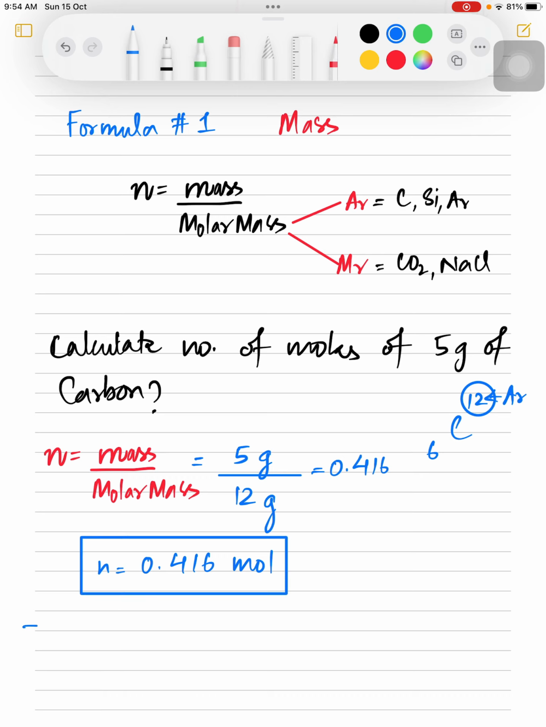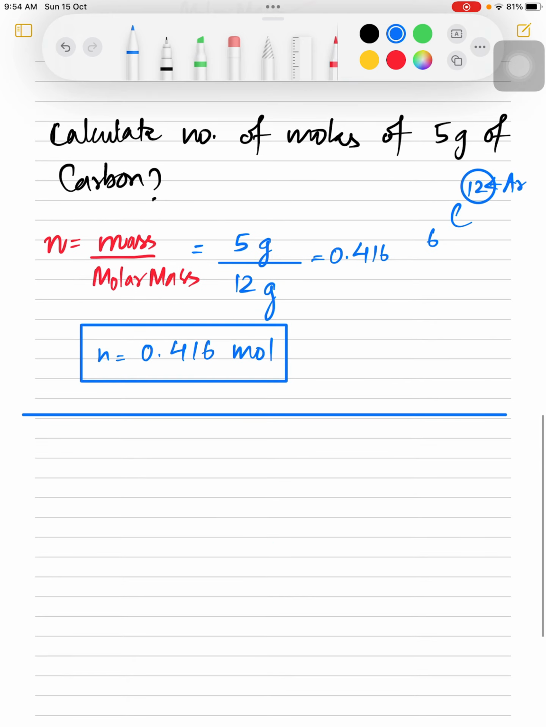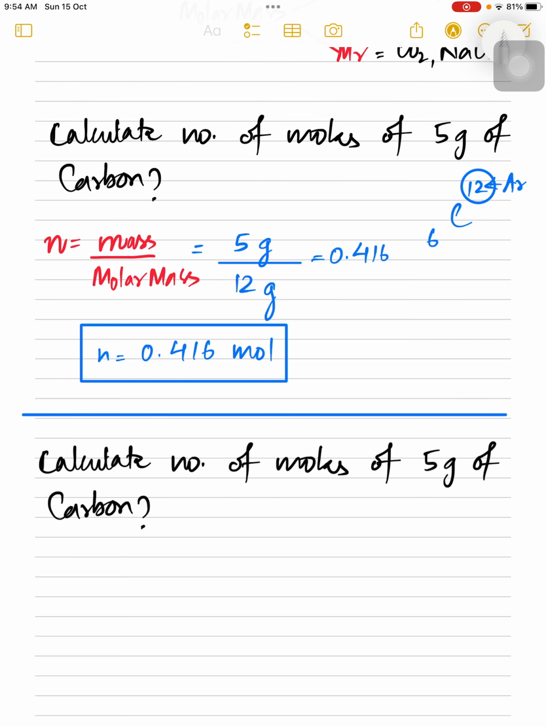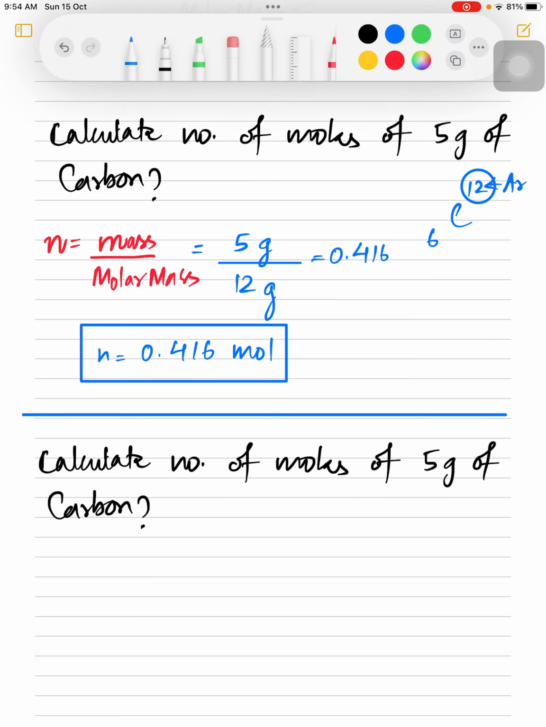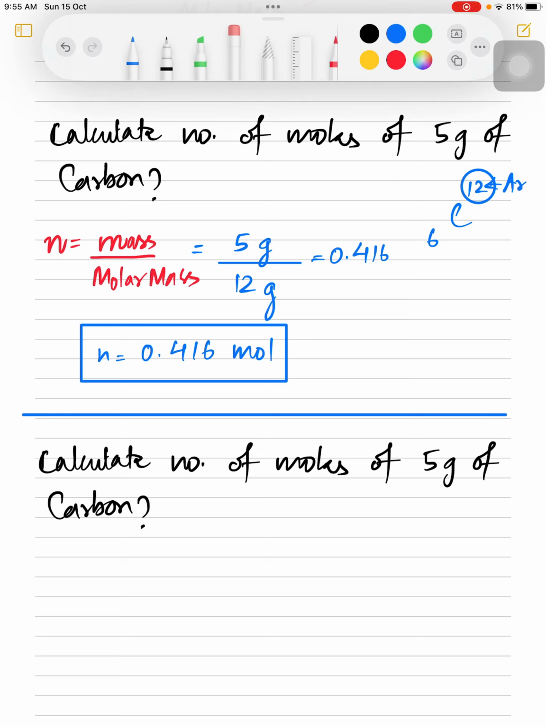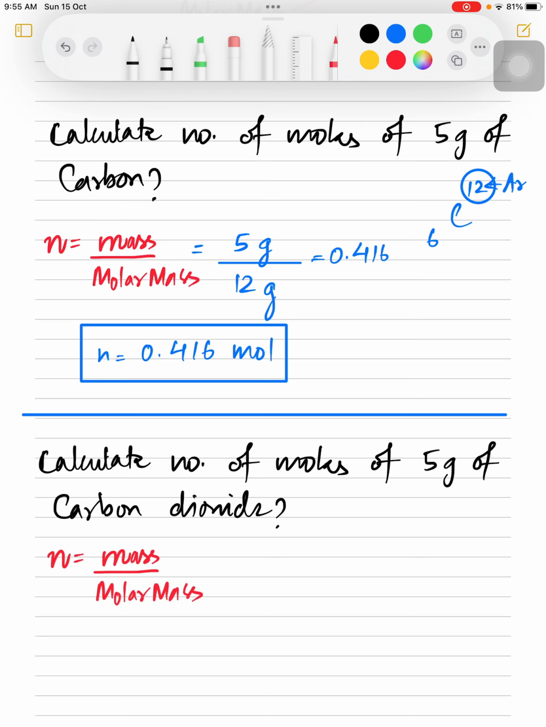I just need to change this question, and I'm making it into carbon dioxide. Just have a look at it. Very simple. For example, the question says calculate the number of moles of 5 grams of carbon dioxide. So we just need to copy and paste the formula, and here we go.